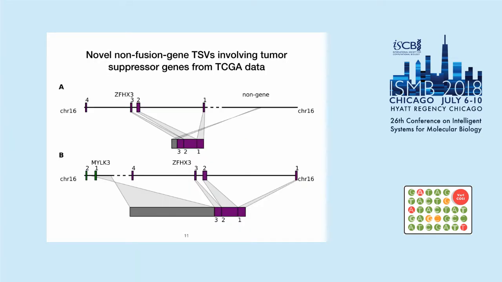And finally, we're able to identify novel non-fusion gene TSVs involving tumor suppressor genes. This is one example we identified from the 400 TCGA samples. In 2 samples, there are 2 non-fusion gene events involving the tumor suppressor gene ZFHX3. This gene transactivates a cell cycle inhibitor. In one case, it's involved in a non-fusion gene TSV with an intergenic region from the same chromosome. And in the other case, it's involved in a non-fusion gene TSV with the antisense strand of another gene.